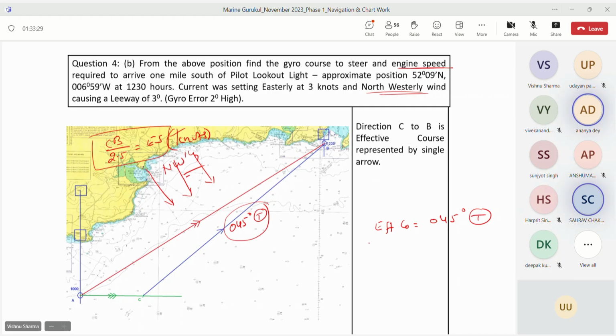Okay. Those who are saying 0.48, would you like to explain how you are getting 0.48, beta? The wind is pushing us by 3 degrees, so that will be 0.48, I think. Yeah, effective course, na? Leeway course.